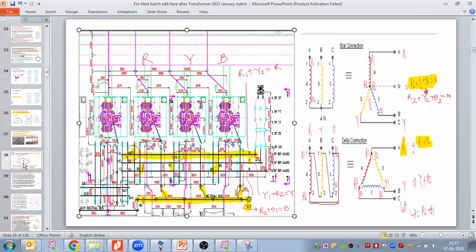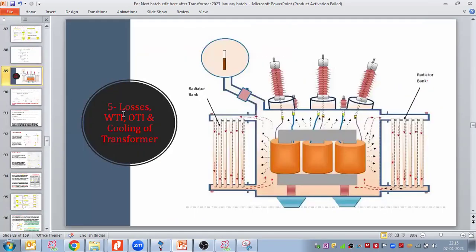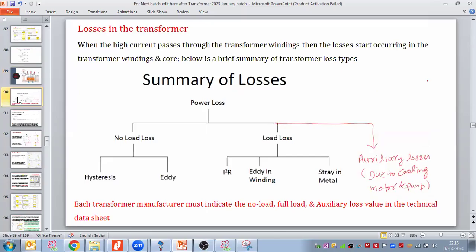First, let us start with the fifth parameter, which is transformer losses, and then WTI, winding temperature indicator, oil temperature indicator, OTI, and cooling of transformer. After that, we will reach the cooling of the transformer. So let us start with the losses first. These losses convert into heat, and due to that reason, we have to use cooling in the transformer. So let us see the types of losses we have in the transformer.